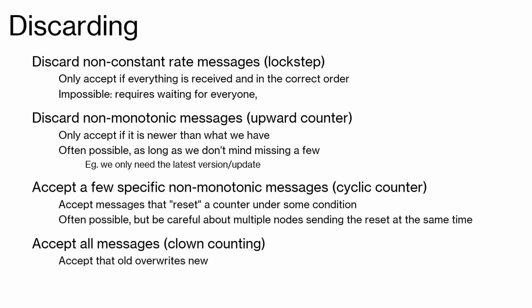And then finally, on the outer extreme, accept everything. I don't know what kind of counting you would call this. I call it clown counting. We just accept anything at any time. It doesn't matter. Let's just go. Usually not viable.